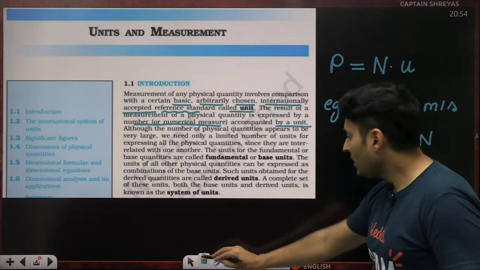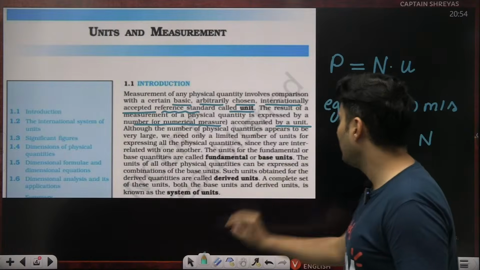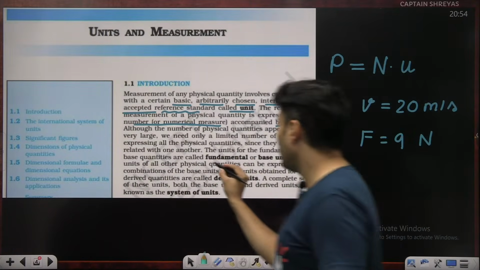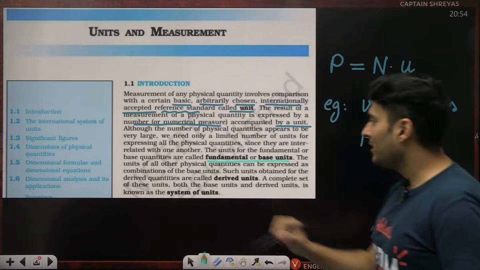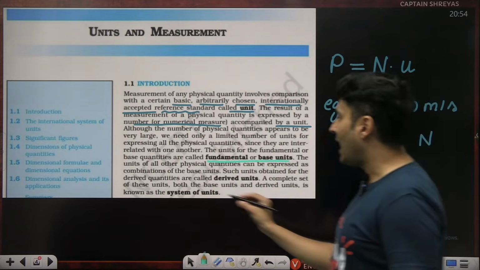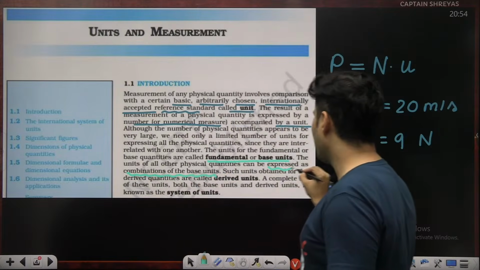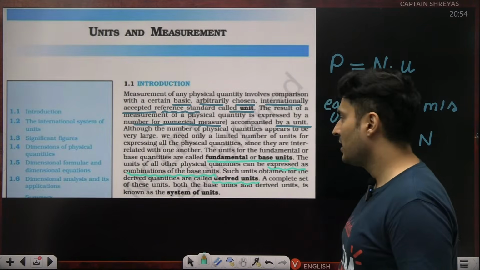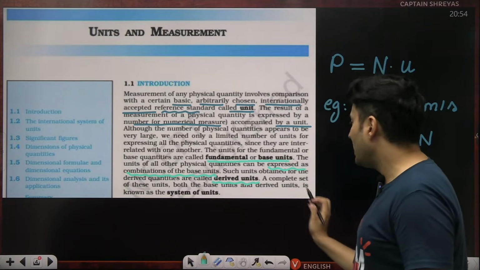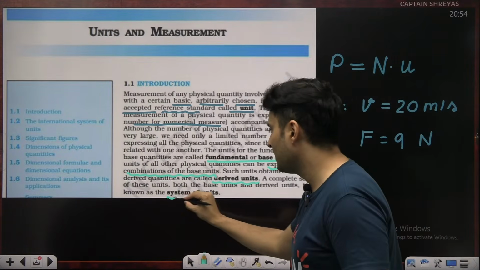Now, the next important point is right over here: the units for the fundamental or base quantities are called fundamental or base units. The units of all other quantities, which can be expressed as a combination of base units, are called derived units. And a complete set of these units, both the base units and the derived units, is known as the system of units.